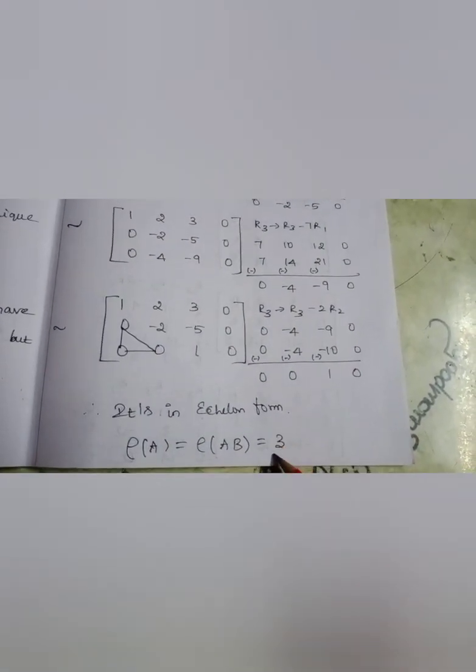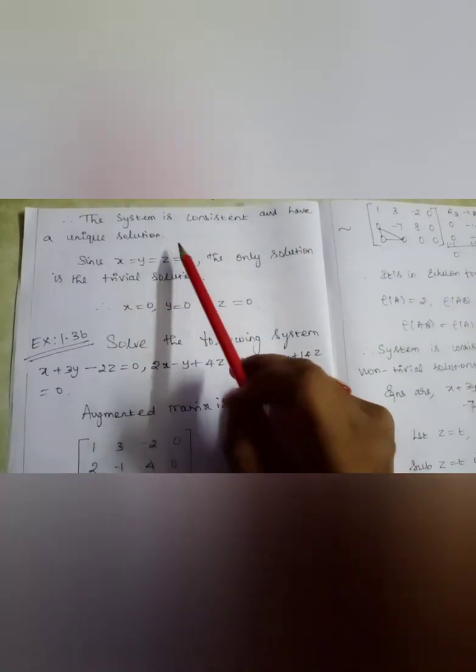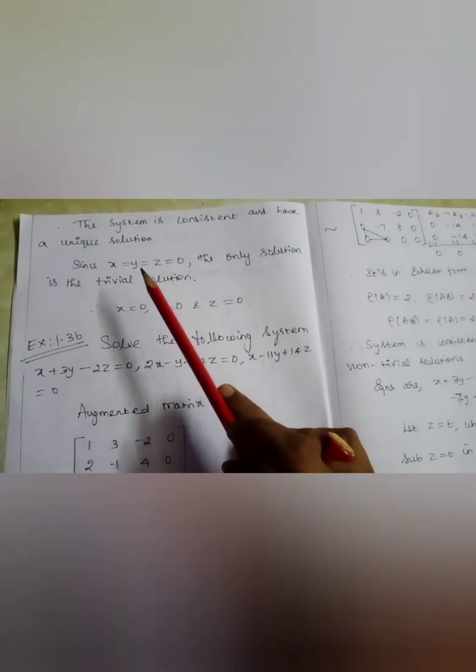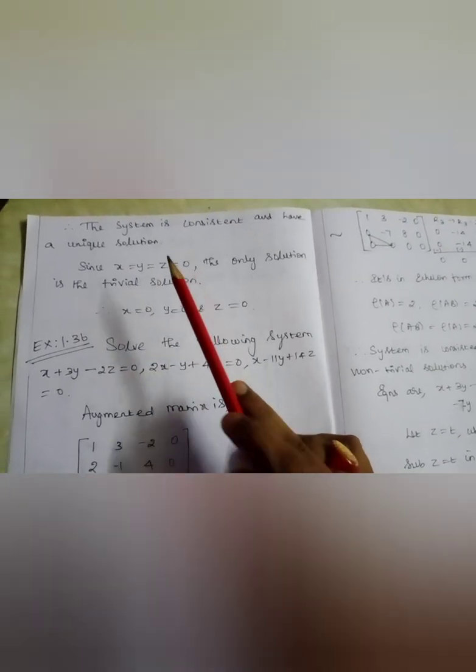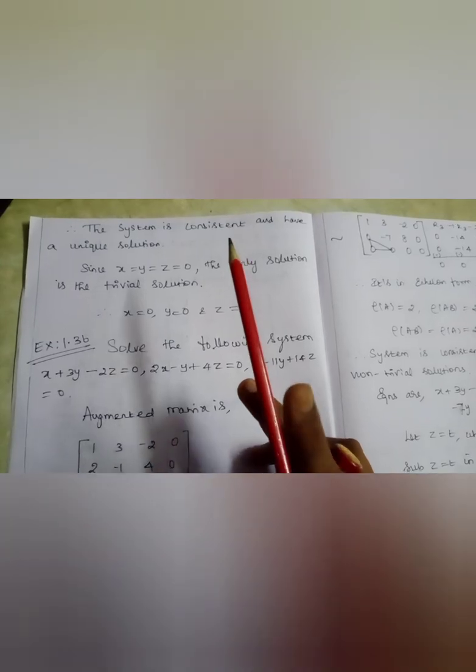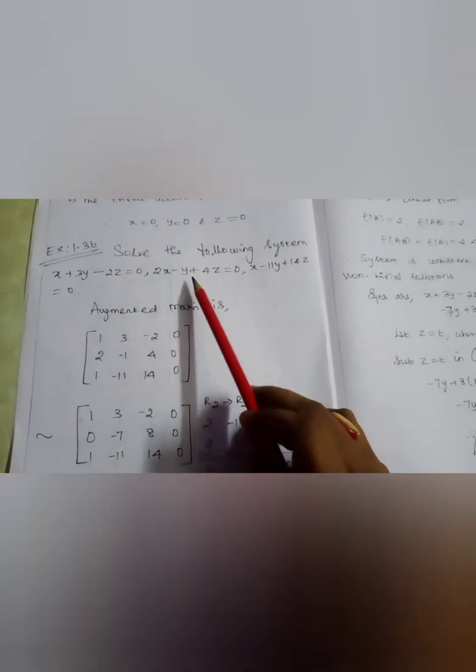Now see, what is the rank of A alone? The number of non-zero rows here is 1, 2, 3, so rank is 3. Rank of [A|B], 1, 2, 3, rank is 3. So rho of A is equal to rho of [A|B] is equal to 3. So the system is consistent and has a unique solution, that is x is equal to 0, y is equal to 0, and z is equal to 0, meaning x, y, z will take only one trivial solution, that is 0.